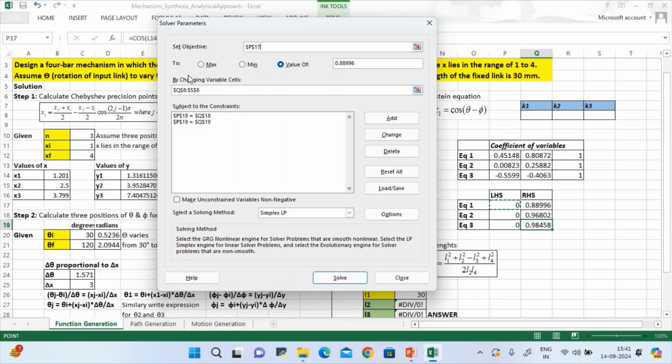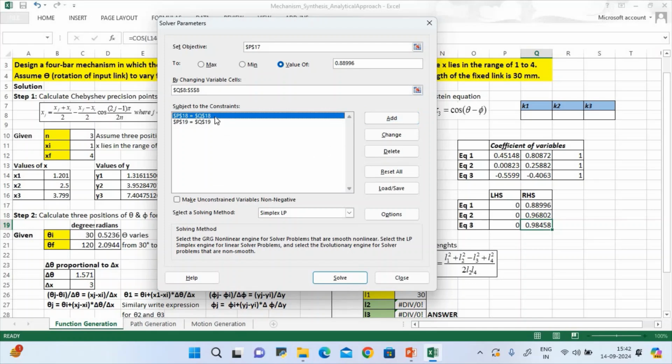So now what you can do here, first you go to this cell, and obviously we know that we are trying to achieve this objective by changing which variable cells. So you are basically changing these variable cells, Q8 to S8. So you simply select those cells, they will be selected automatically here. After that you come to the subject to constraint.